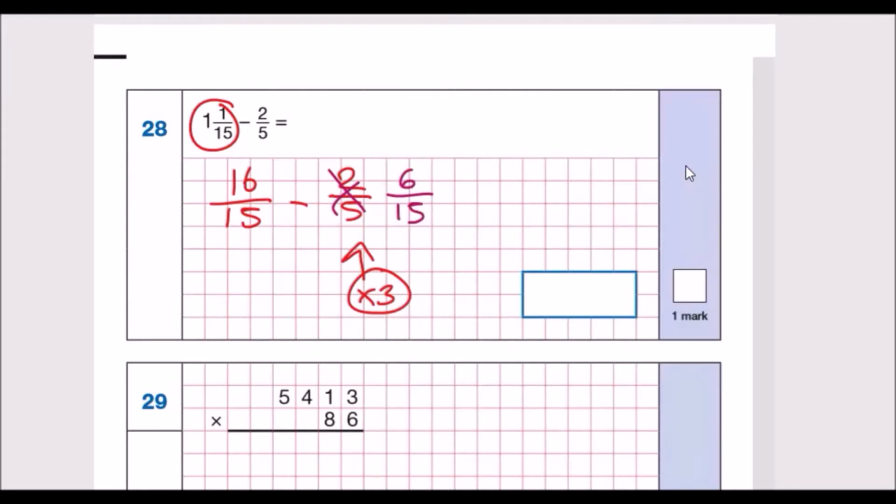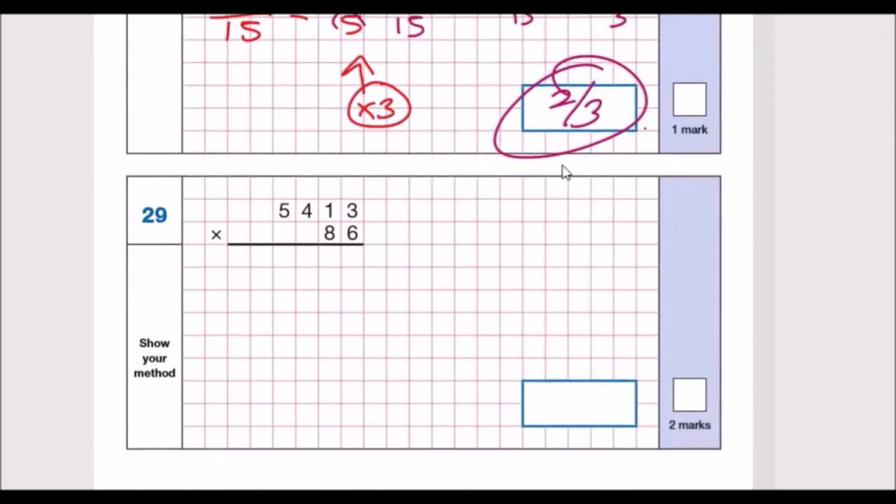So now we got 16 over 15 minus 6 over 15. So 16 take away 6 is 10 fifteenths. And then simplifying this further, you notice you can divide it by 5 because in the 5 times table, you should get 2 on the top half and 3 in the bottom half. So 2/3. Don't bother writing this as a decimal because it just looks ugly. Keep it as a fraction, guys, yeah?